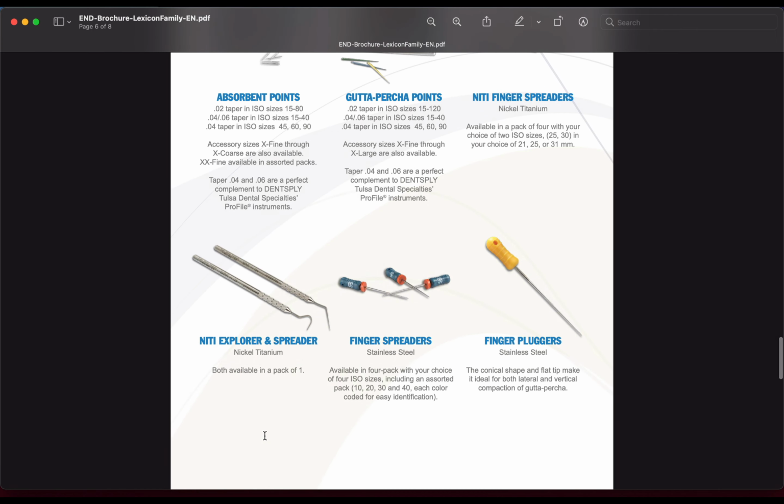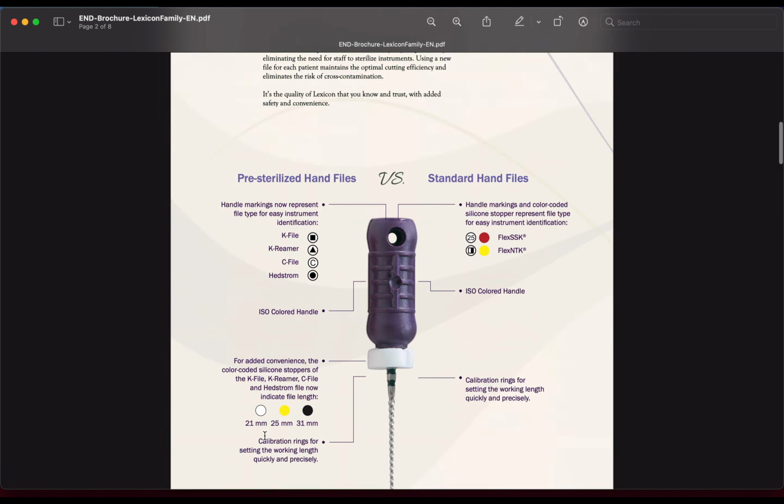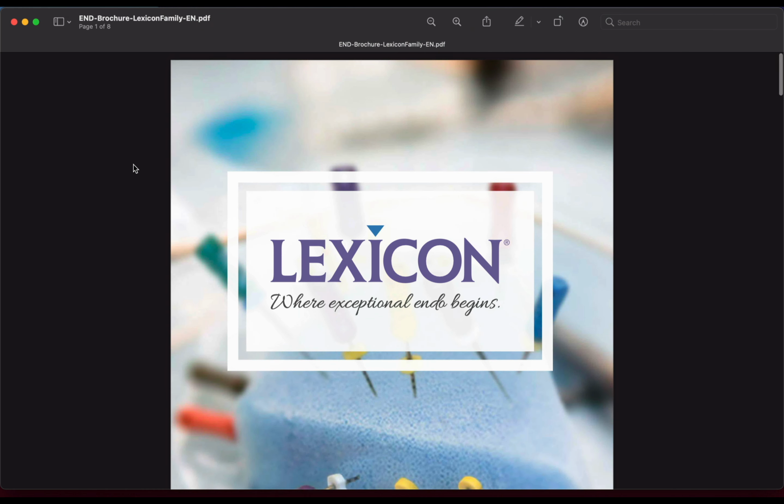But this is the brochure on the Lexicon hand files, and I think they're a fantastic choice for your hand files. I'm going to go over one more choice with you here in just a second.